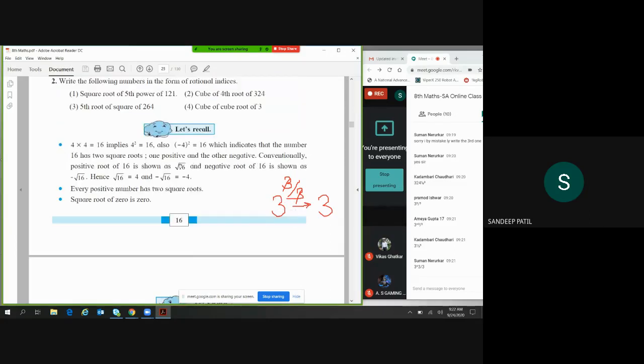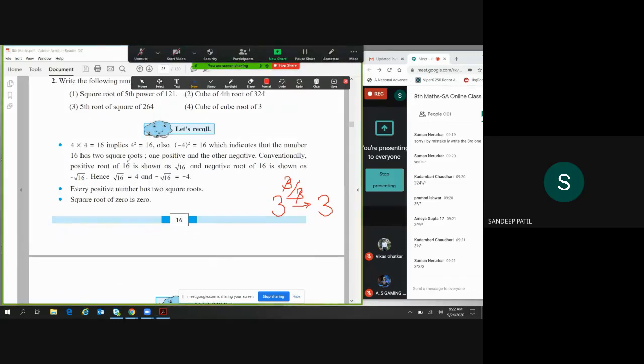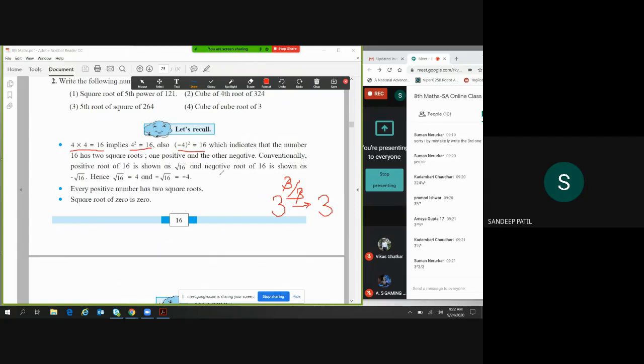Whatever I mentioned about that negative one is written here. 4 into 4 is 16, which implies 4 squared is equal to 16. Similarly, minus 4 raised to 2 is also 16. So conventionally, if you have the square root of any value, there will be two numbers, 4 and minus 4.